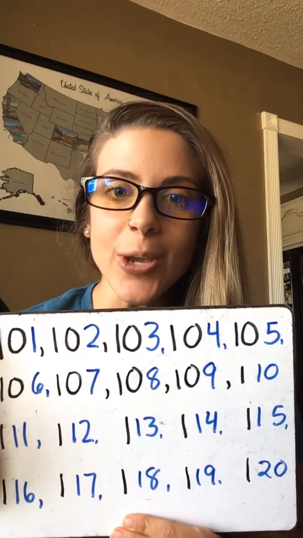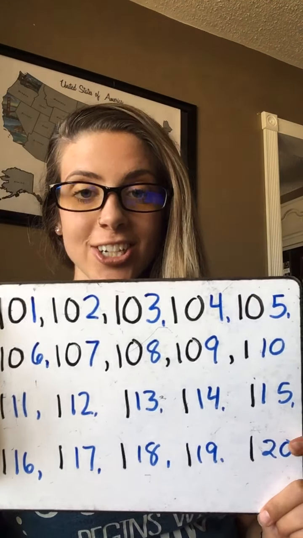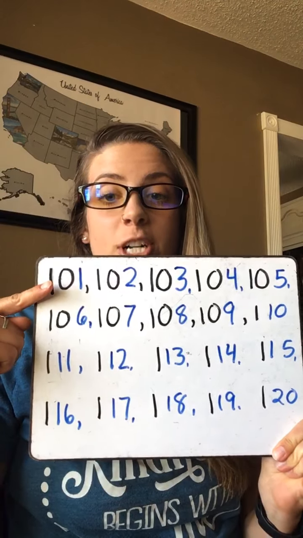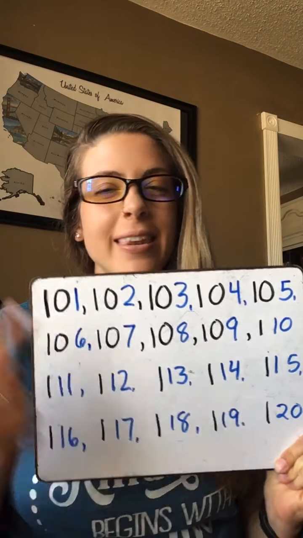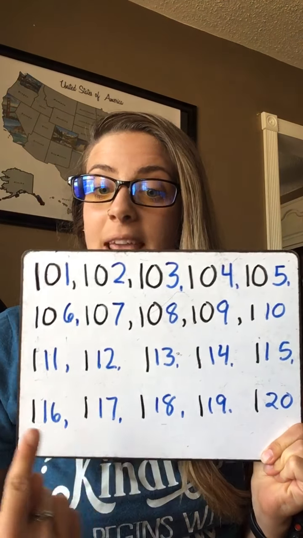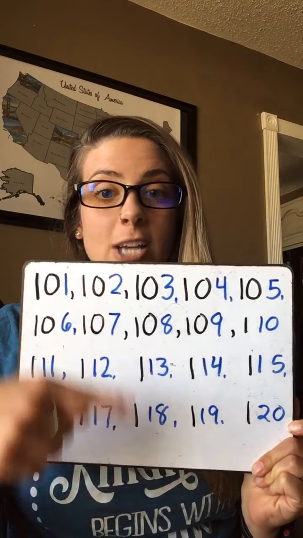For math this week, we are going to do a review of all the first grade stuff that we have learned. So very quickly, we're going to practice our numbers from 101 to 120. So count with me and think about what you notice that I did with my color coding, making some numbers blue. So let's say them out loud, and then we're going to talk about the color coding.